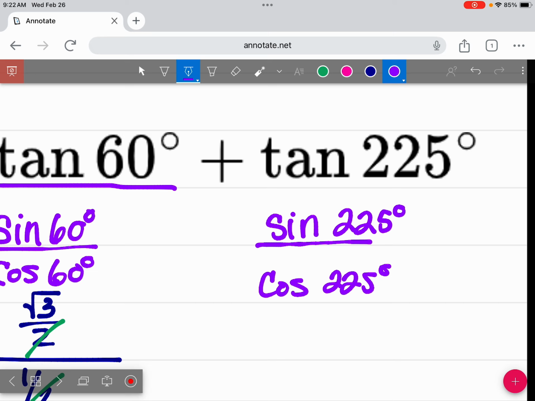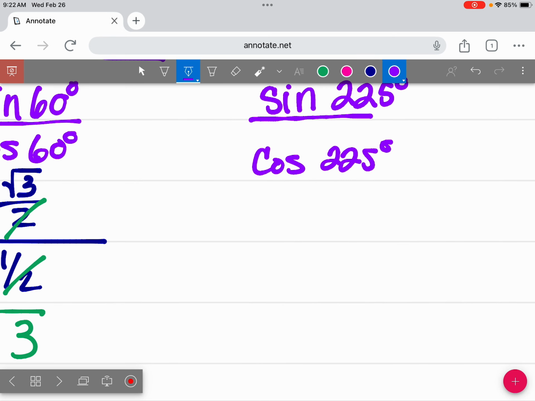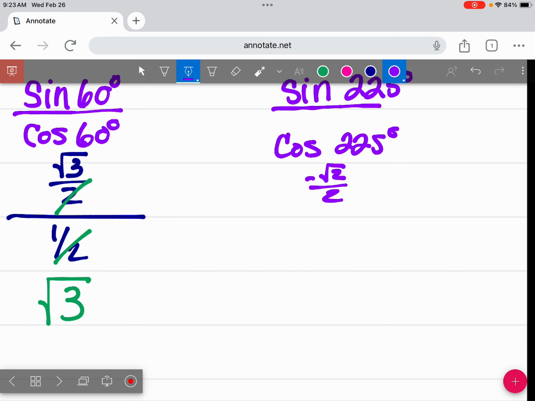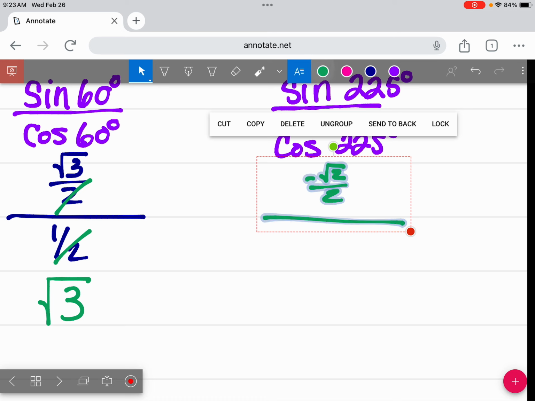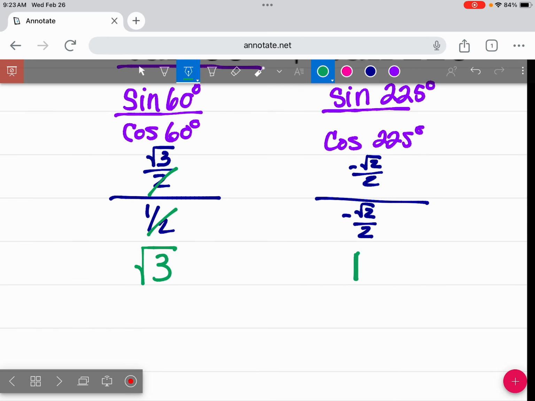Unless you know your tangent, and that's great, it is going to be 1. Because our sine of 225 is negative square root of 2 over 2. And our cosine is also a negative square root of 2 over 2, except I want that to be a different color, so we can tell where our lines shift. With negative square root of 2 over 2 over negative square root of 2 over 2, our tangent of 225 is a positive 1.